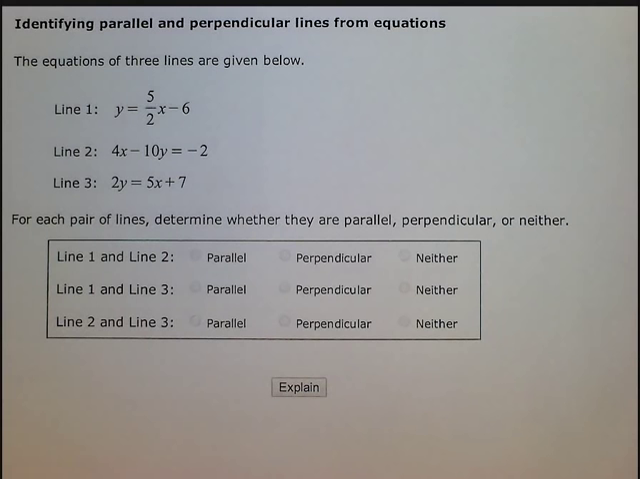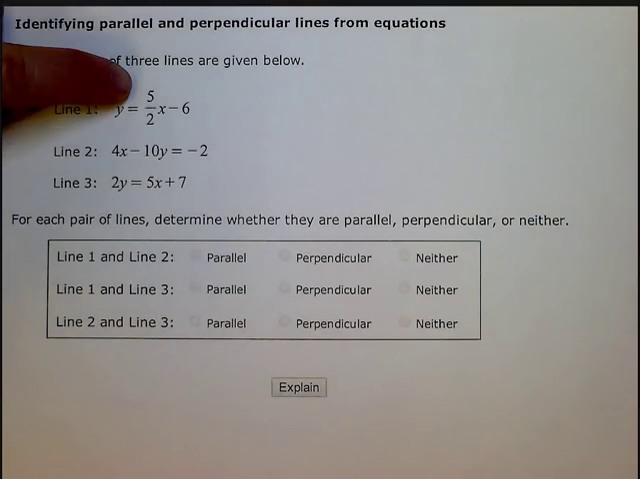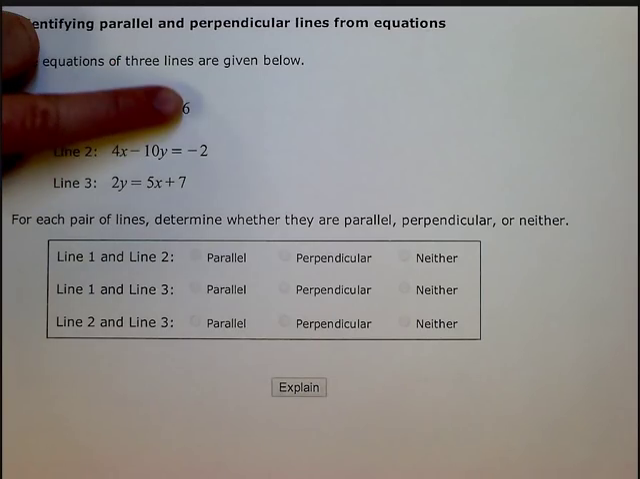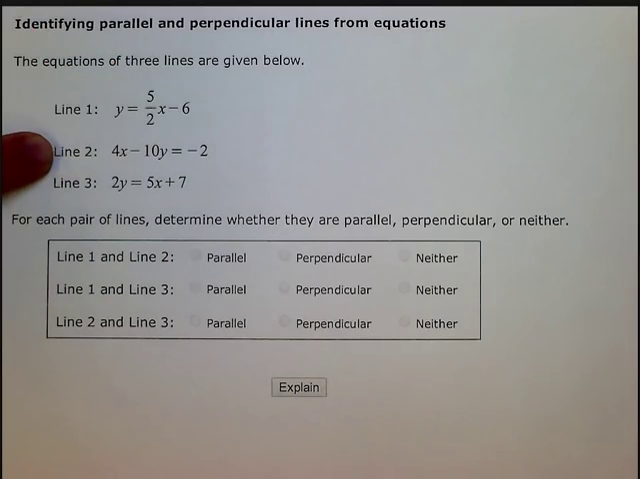Identifying parallel and perpendicular lines from equations. The equations of three lines are given below. Line 1 is y equals 5 halves x minus 6. Line 2 is 4x minus 10y equals negative 2. And line 3 is 2y equals 5x plus 7. For each pair of lines, determine whether they are parallel, perpendicular, or neither.